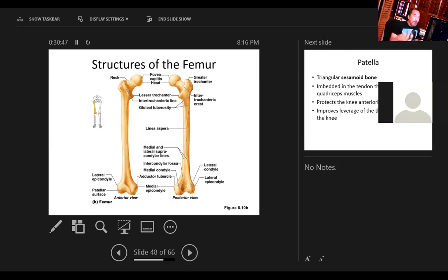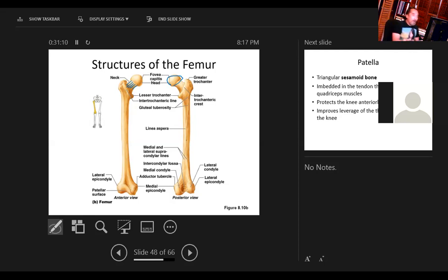So the head of the femur is actually bigger, and then you've got the neck longer. Only one neck. On the humerus, you have the anatomical neck and the surgical neck, but here you only have one neck. Unfortunately, that neck is going to be the common place for fracture, and that is called the hip fracture.